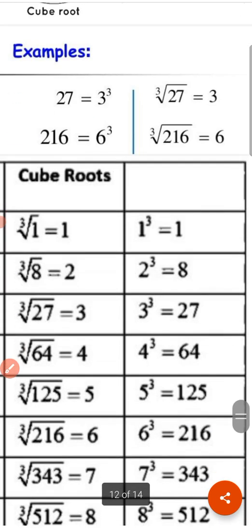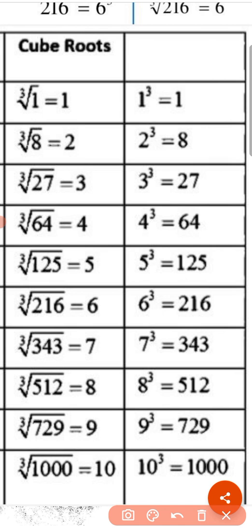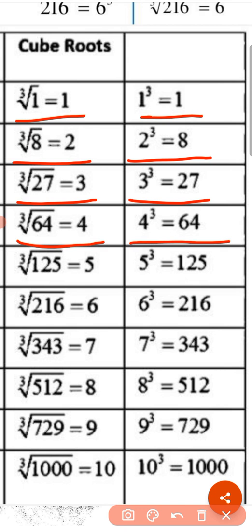Let us check more examples children. Here the cube roots of numbers from 1 to 10 are given. As you already learned, the cube of the first 10 numbers. 1 cube is 1, so cube root of 1 is 1. 2 cube is equal to 8, so cube root of 8 is equal to 2. 3 cube 27, so cube root of 27 is 3. 4 cube 64, so cube root of 64 is 4. 5 cube is equal to 125, so cube root of 125 is 5.